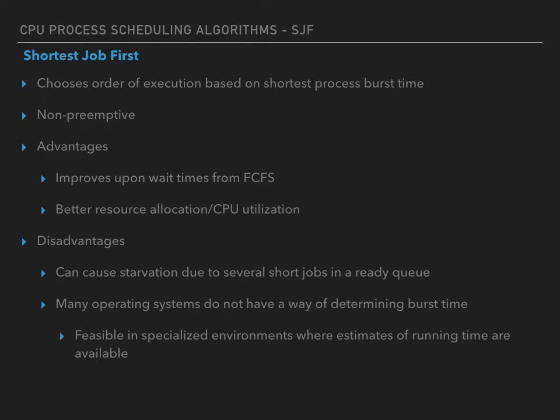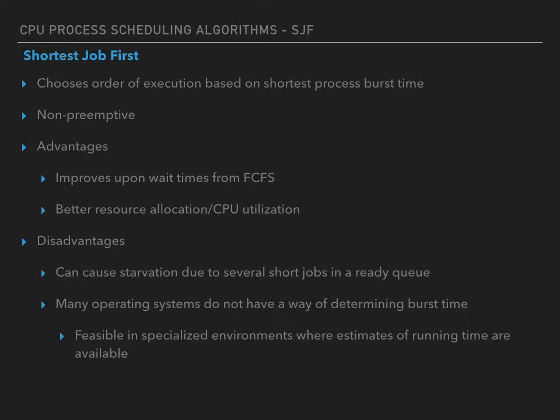Another non-preemptive algorithm is shortest job first. This algorithm chooses the order of execution based on the shortest process burst time. As we said, it is non-preemptive, and its advantages are the fact that it improves upon the wait time from first come, first serve, and does have better resource allocation and CPU utilization, which is a main goal of scheduling algorithms. Some disadvantages are that it can cause starvation due to several short jobs in a ready queue.